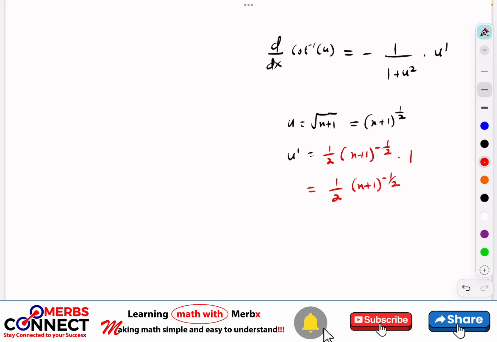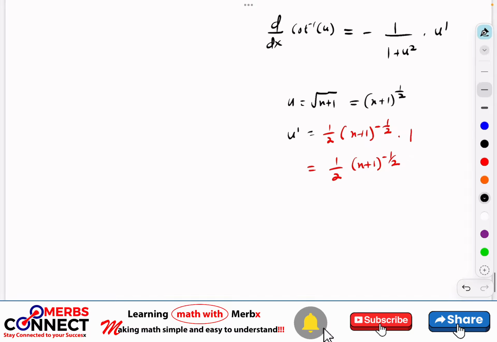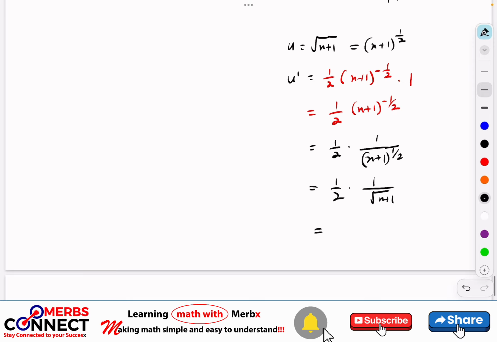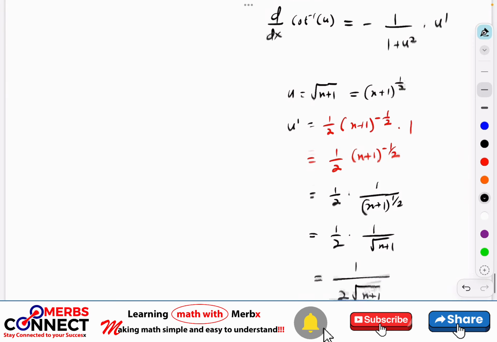I can leave it this way if I don't want to do much simplification. But if you want to simplify here, then this is the same as 1 over 2 times 1 over x plus 1 to the power 1 over 2. And the power 1 over 2 is the square root, so I'm going to have 1 over 2 times 1 over the square root of x plus 1. And finally, we are going to have 1 divided by 2 square root of x plus 1. So we can use this one too as well.